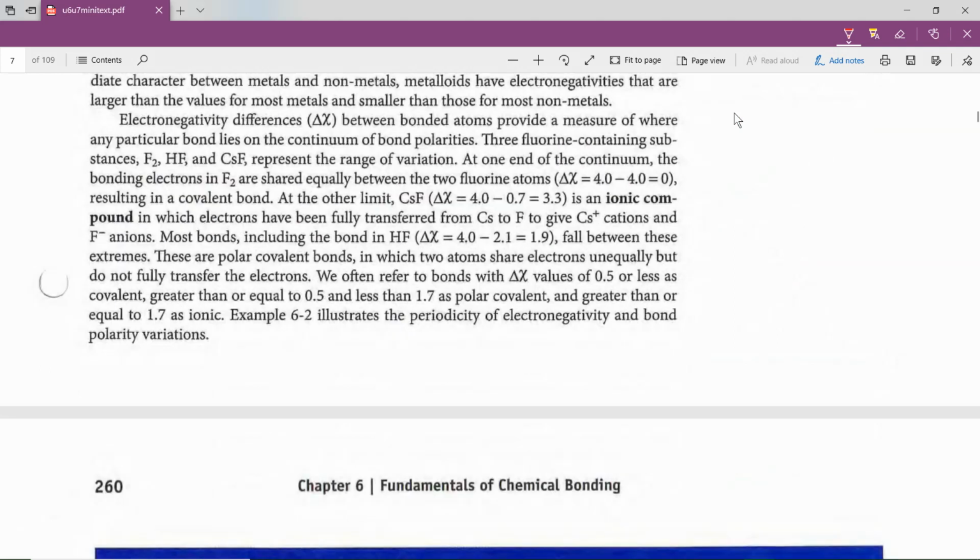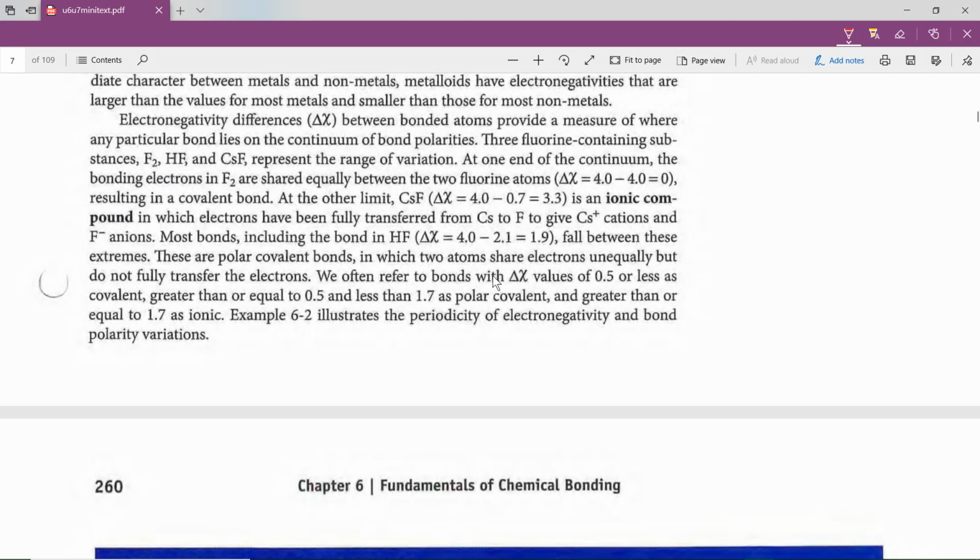We talked about that. So when you go to a limit like here, 3.3, it's an ionic compound. Cesium fluoride, 4 minus 0.7, 3.3. Whereas in the fluorine atoms, the change in electronegativity would be 0, so it's equal sharing. Hydrogen fluoride, so fluorine's 4, hydrogen's 2.1, so 1.9 falls in the extremes between pure non-polar covalent bonds and ionic bonds, and they're called polar covalent bonds.